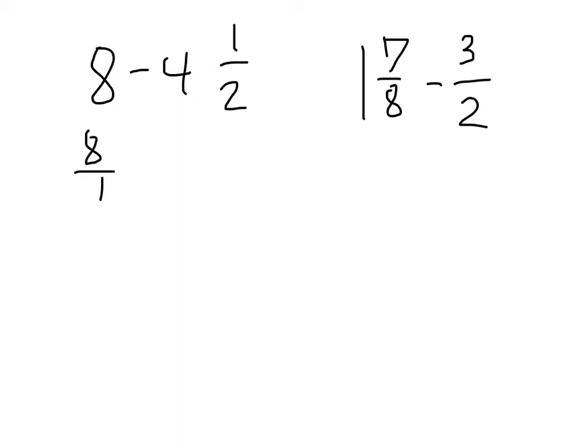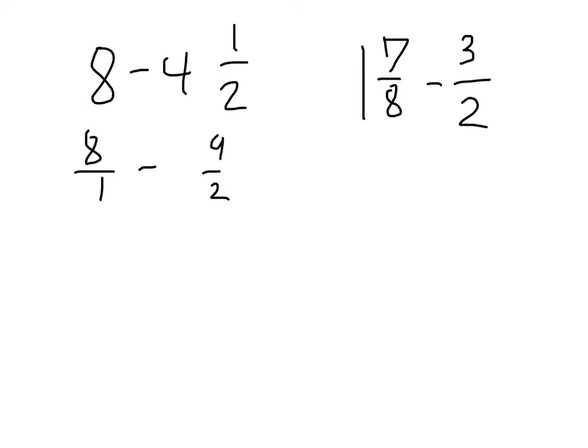And then, like we did with the mixed number last time, to turn it into an improper fraction, multiply the whole number with the denominator, giving you 8. Then add the top number, which would be 9. So you have 9 over 2.